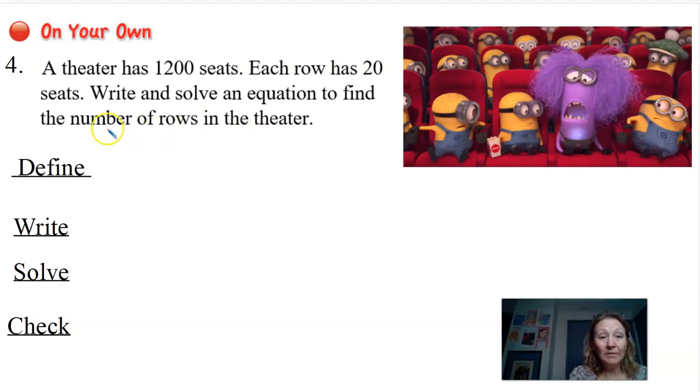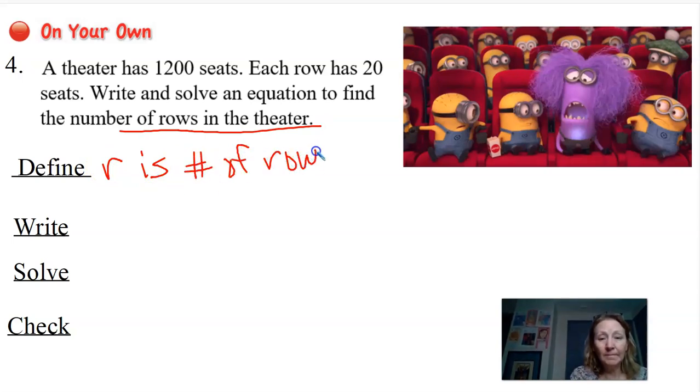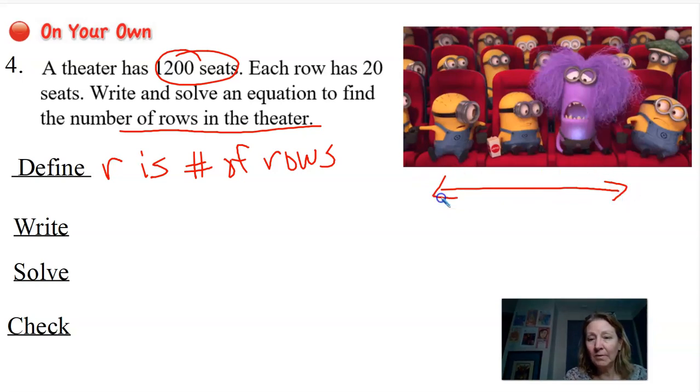Write and solve an equation to find the number of rows in the theater. So I'm going to use R. R is the number of rows. A theater has 1,200 seats. So I'm picturing the seats, right? There's 1,200 across here.